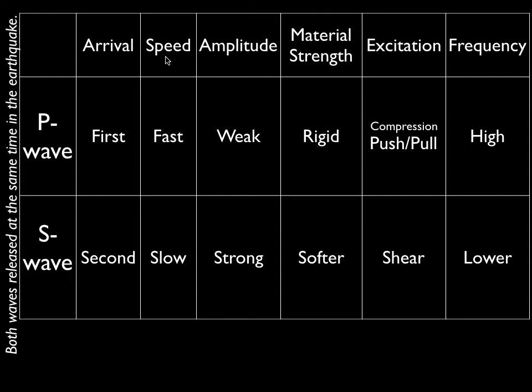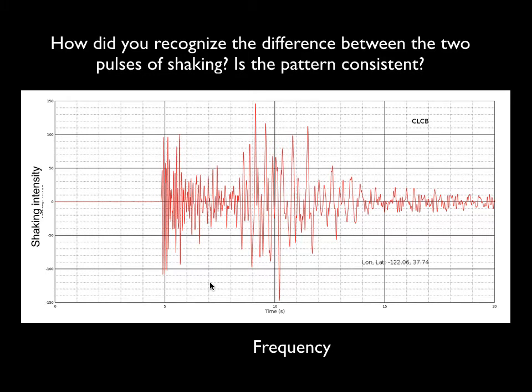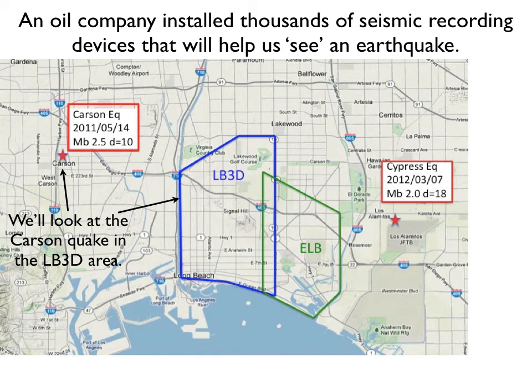Now, we haven't been able to see the wavelength in any of our seismic recordings because these all measure time on the horizontal axis. And if you're looking for a wavelength, you need to have a distance on that horizontal axis. What we can do is look at a different data set from, unfortunately, yet another earthquake. In this particular case, we're going to be looking near the town of Long Beach, where an oil company installed thousands of seismic recording devices that are going to allow us to see an earthquake.